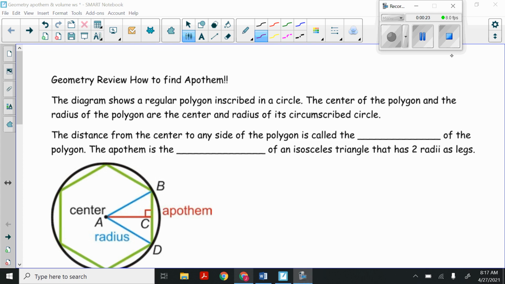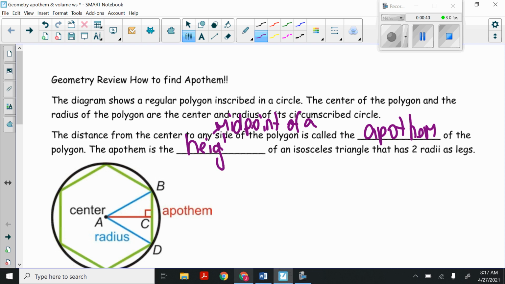The distance from the center to any midpoint of a side of the polygon is called the apothem of the polygon. The apothem is the height of an isosceles triangle that has two radii as legs. Therefore, we can say that our apothem is perpendicular to the side, since it's the height of an isosceles triangle.